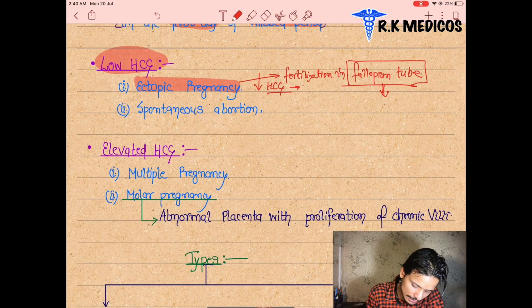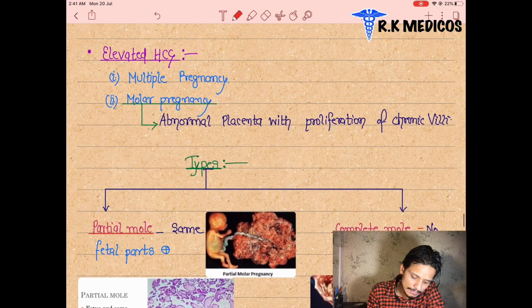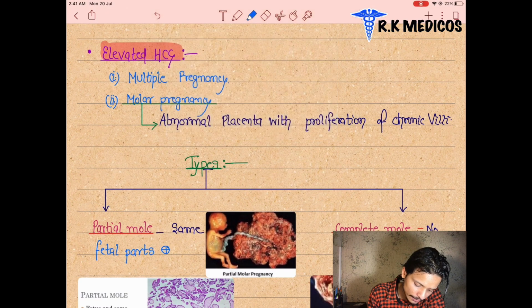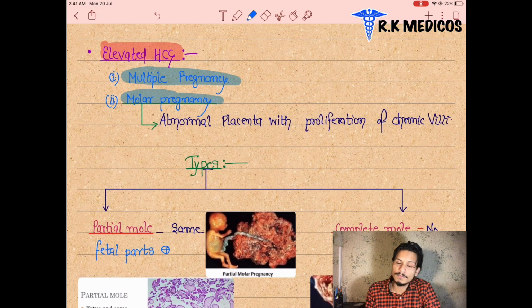Next point, spontaneous abortion. If a lady has a spontaneous abortion, that also leads to a lower amount of HCG in the blood. Next, in what condition will the HCG level be higher? The HCG level will be elevated in two cases. First, if the lady is having a multiple pregnancy, or a molar pregnancy. What does molar pregnancy mean?